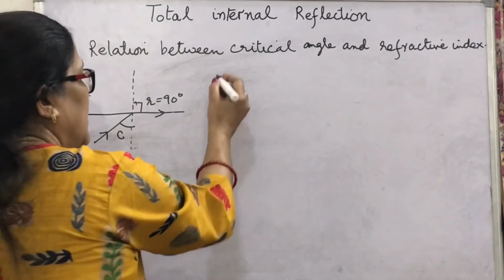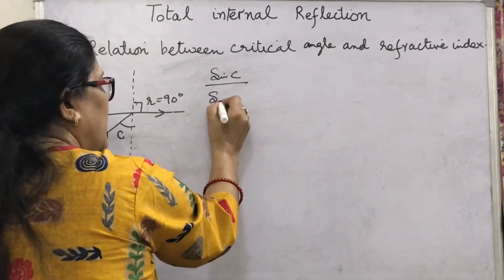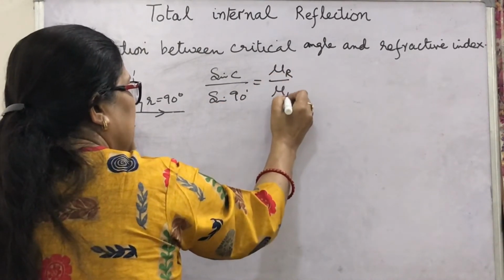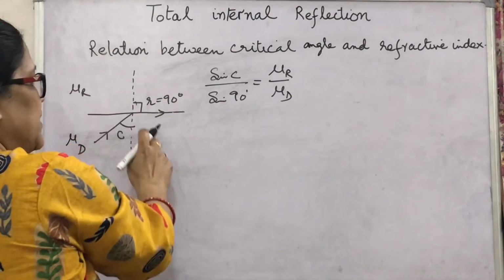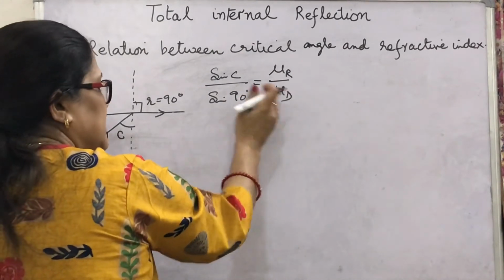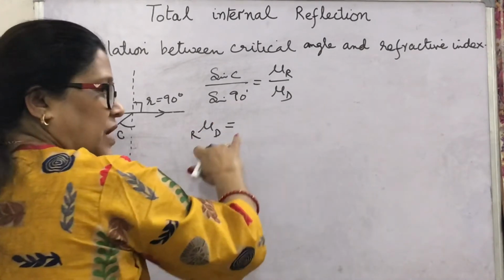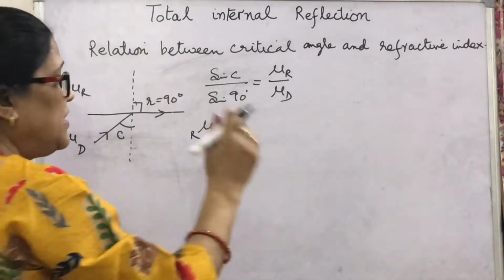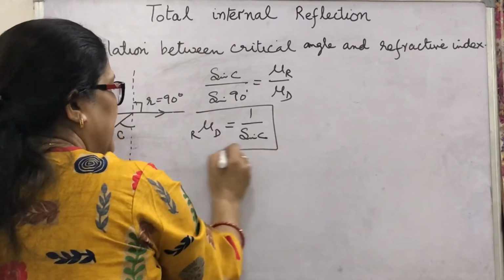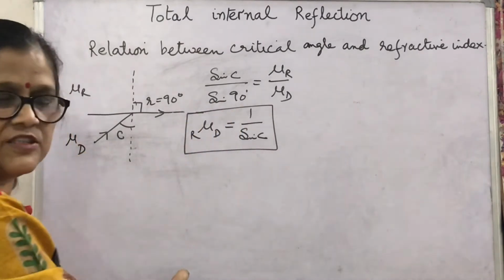Using that, if you write here, what is i? In place of i, we have written the critical angle. So sin C upon sin 90 will be mu R upon mu D, that is the refractive index of the rarer medium with respect to the denser medium. What can be written? This is the refractive index of the denser medium with respect to the rarer medium, so you will have to reverse it. And sin 90 is 1. So you will write 1 upon sin C. In fact, the refractive index of the medium is inversely proportional to sin C.